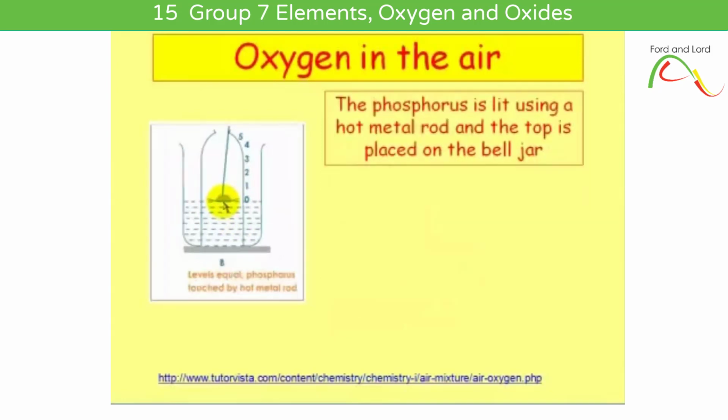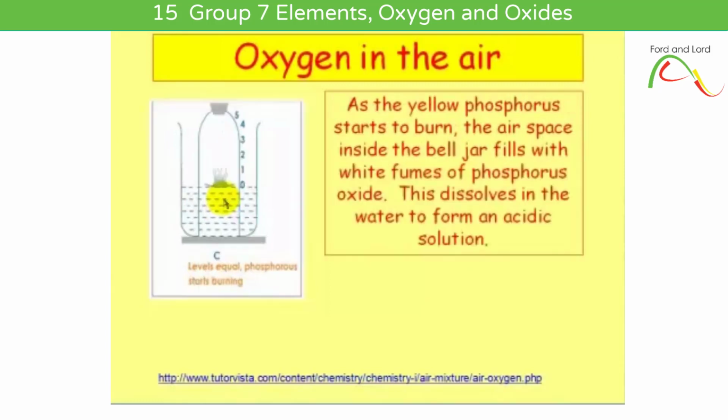Now you put on that a hot metal rod. What that does, it ignites the phosphorus. So phosphorus starts to burn. Now, funny enough, as phosphorus starts to burn, it takes in oxygen. So as yellow phosphorus starts to burn, the airspace inside the jar fills with white fumes of phosphorus oxide. This dissolves in water to form an acidic solution. Okay, so it's burning, forming phosphorus oxide and using oxygen.